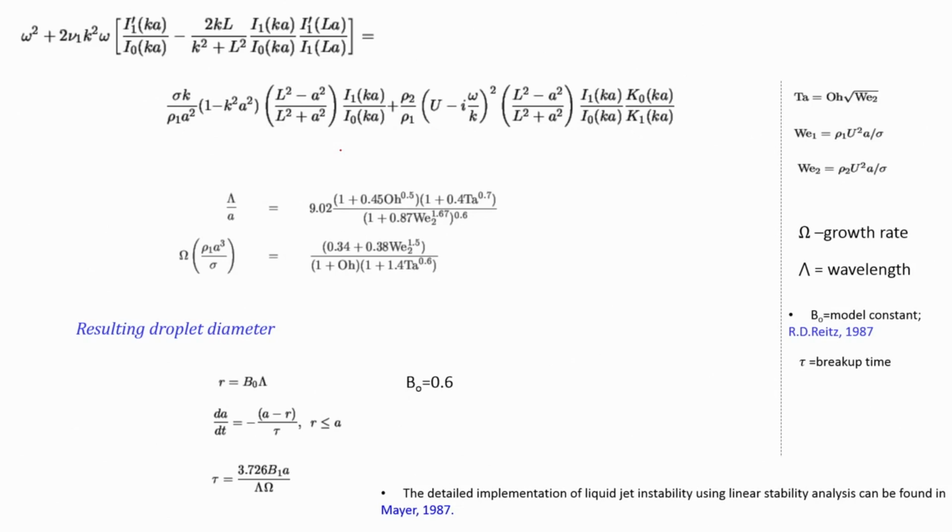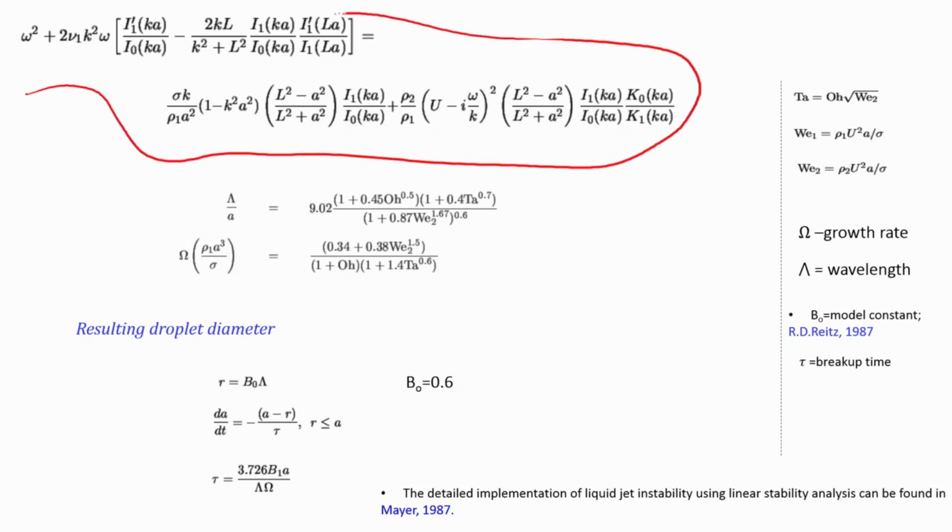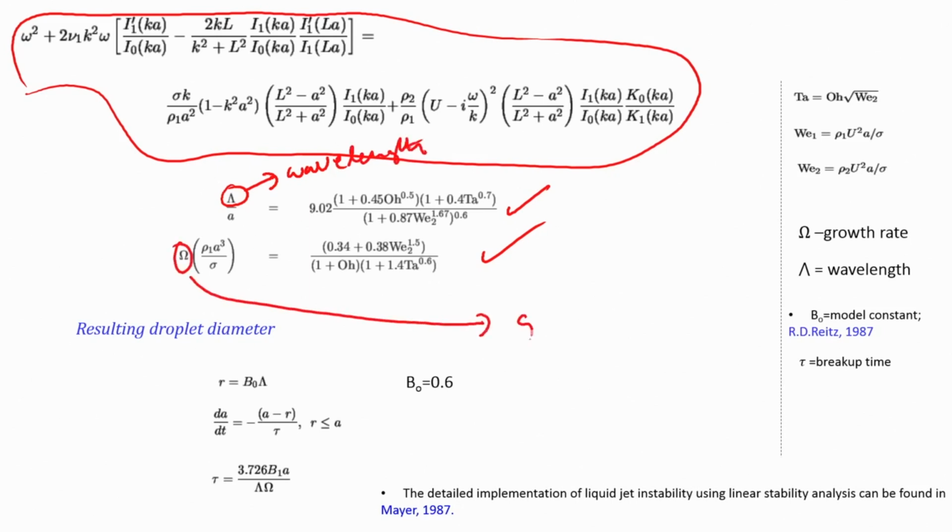Now, this is very complicated, but you do not have to go through all the math. What is most important is that we can show that this relationship is valid. You can try it out, and ultimately these two relationships are the most important ones. This is basically the wavelength and this is basically the growth rate. You can write it as omega, you can write it as lambda, whatever, does not really matter. And this Ta that you see is basically the Ohnesorge number and Weber number combination, where the two Weber numbers are given as that, Weber number 1 and Weber number 2.